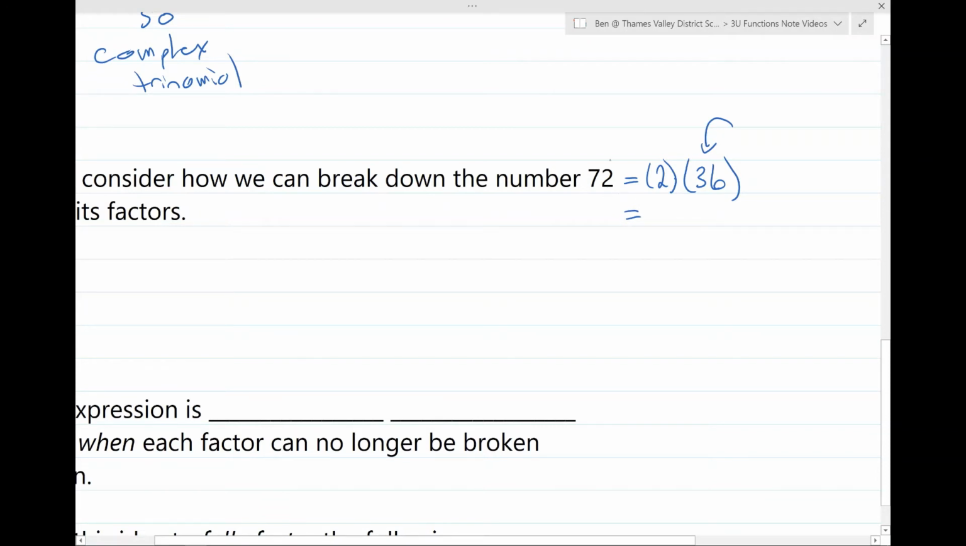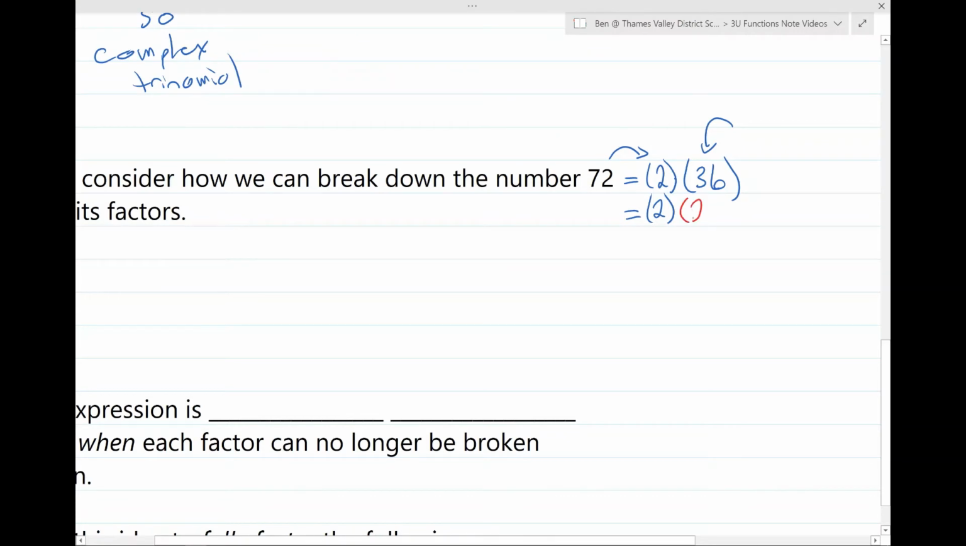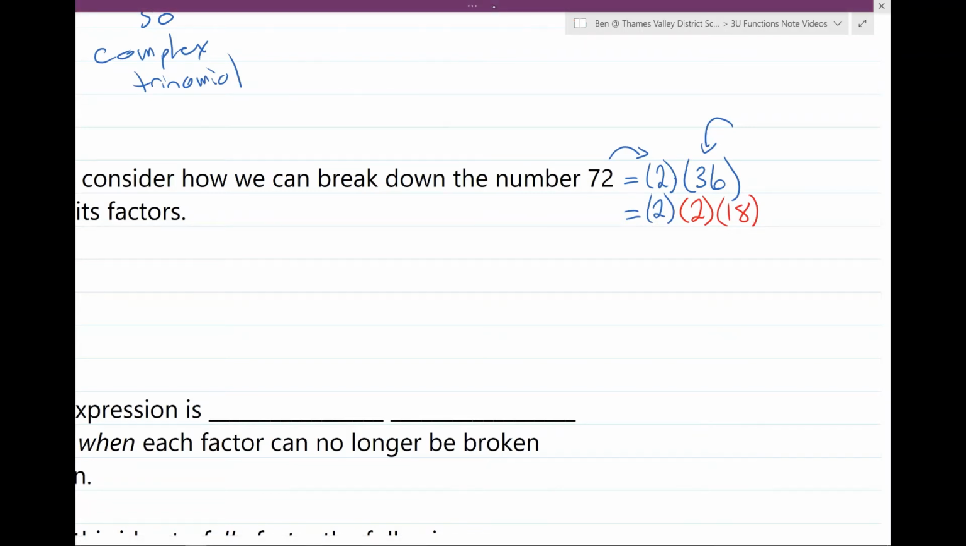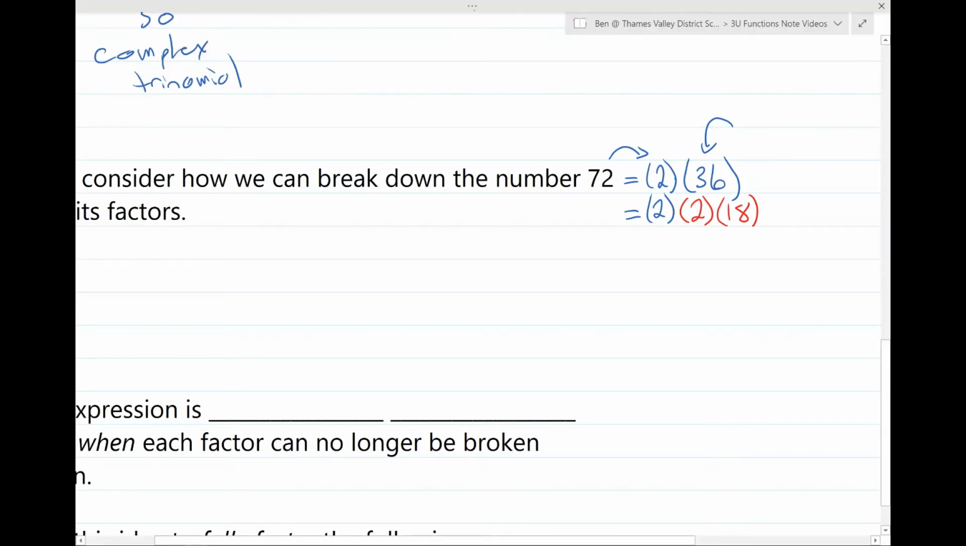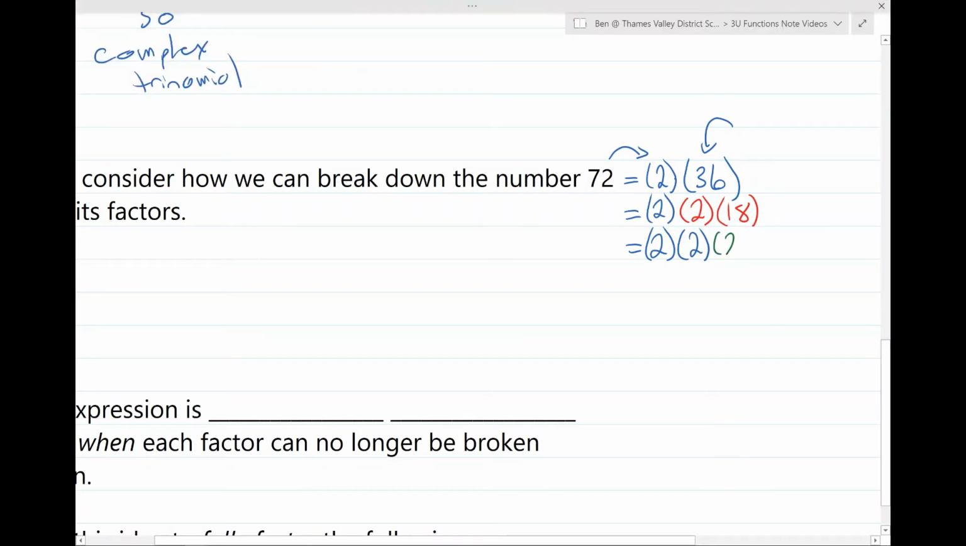So another way of writing 72: 72 equals 2 times 36, and it also equals 2 times, we'll break up this 36 now. 36 is 2 times 18. Okay, well, let's keep going with this pattern. We'll see how often it works with 2. I can see right away that if I'm looking at the 18, I know that's an even number once more. So this equals 2 times 2, and then we'll break down that 18. Well, 18 is an even number. If I divide that by 2, then I get 9. Perfect.